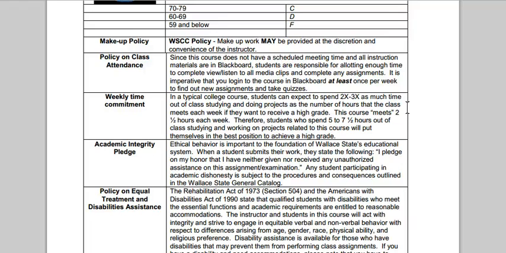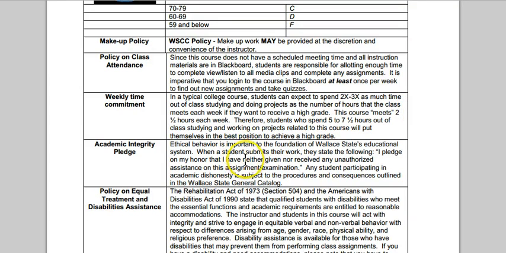This course meets, and I've got meets in quotation marks because this is an internet-based course, 2.5 hours each week. And so therefore you can expect to spend another 5 to 7.5 hours outside of class reading, working on projects, and everything related to that in order to achieve a very high grade. If you do that, I see no reason why you should not be able to get a high grade.